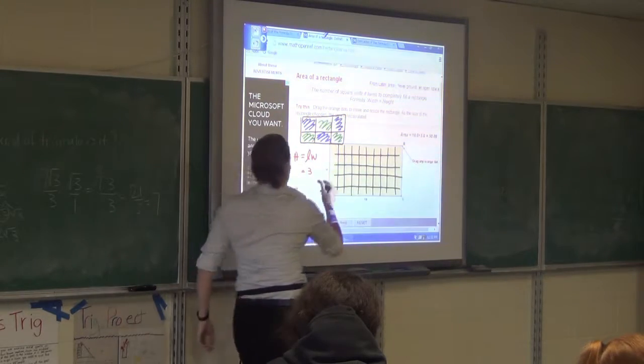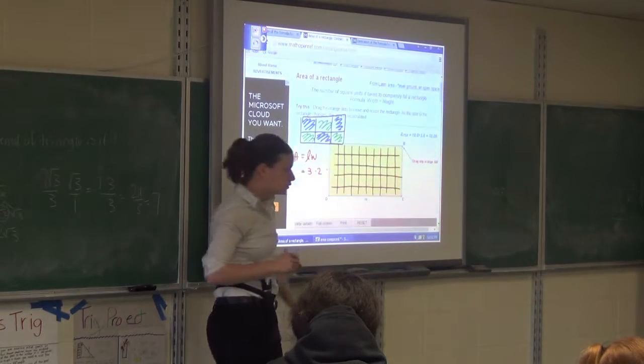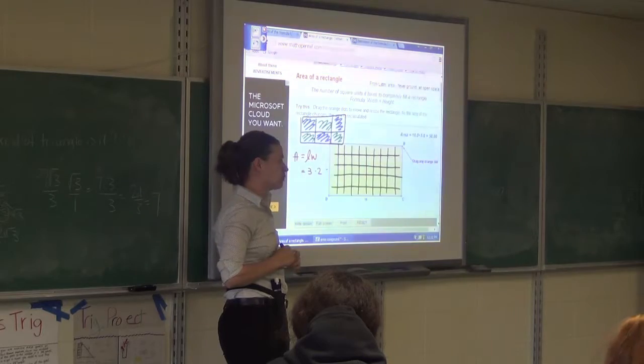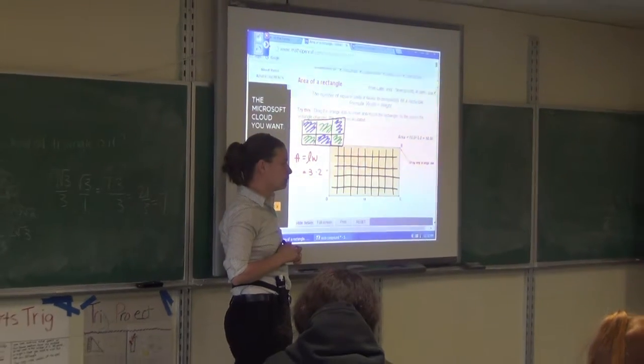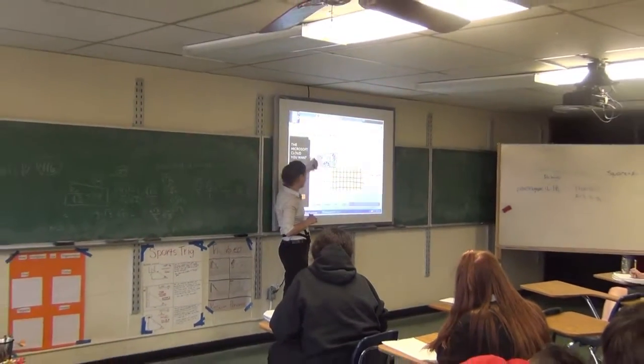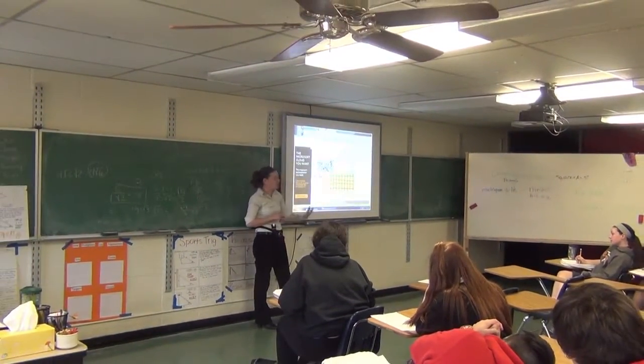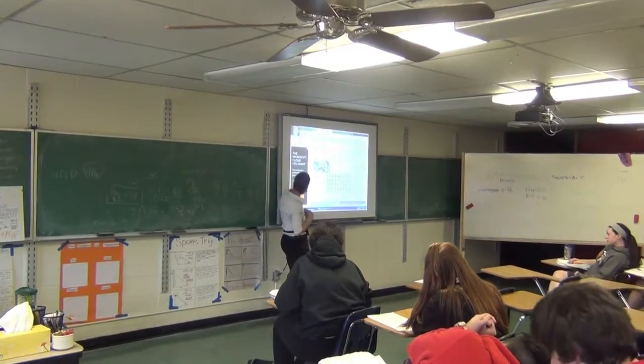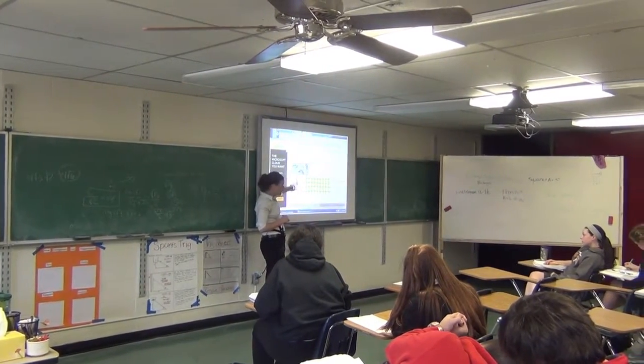2. Wait, is this kind of like the thing where you count across and then multiply down? Yes, that's exactly what we're doing with rectangles, because all I have to work with right now is squares. So area is equal to length times width.